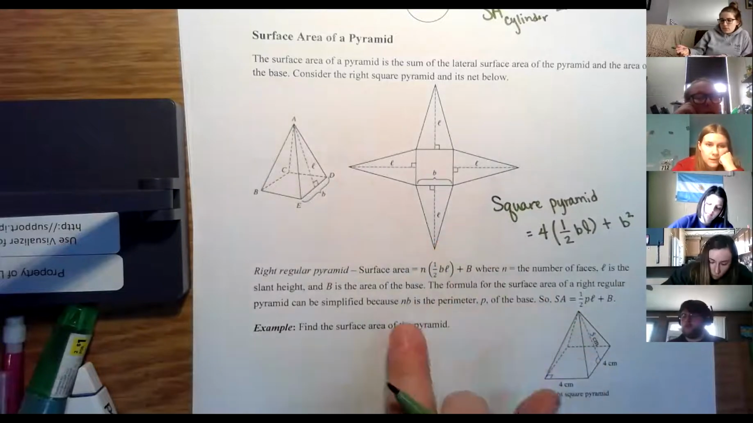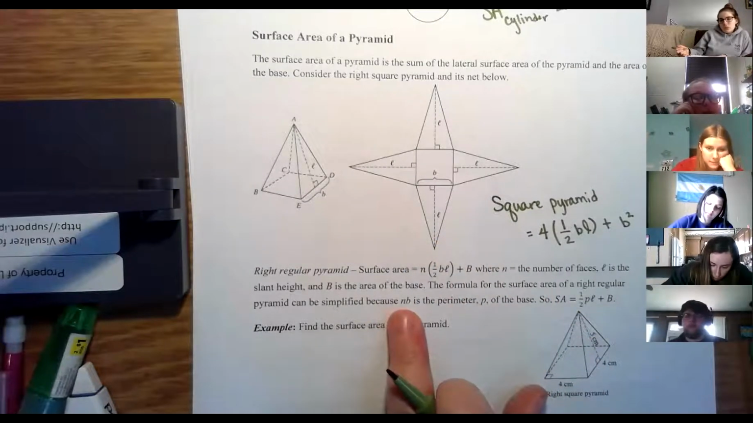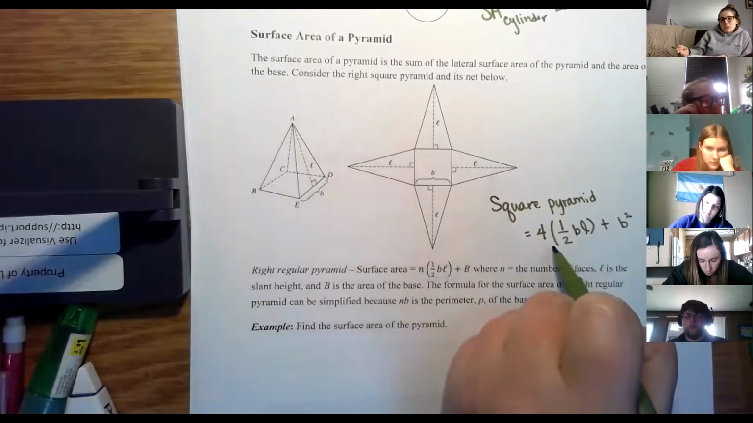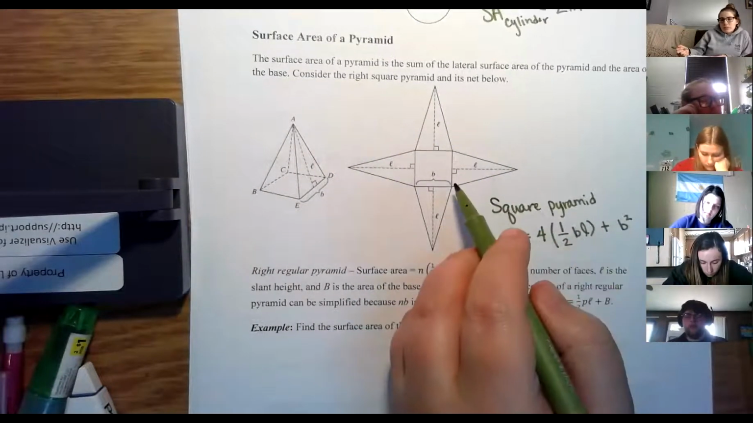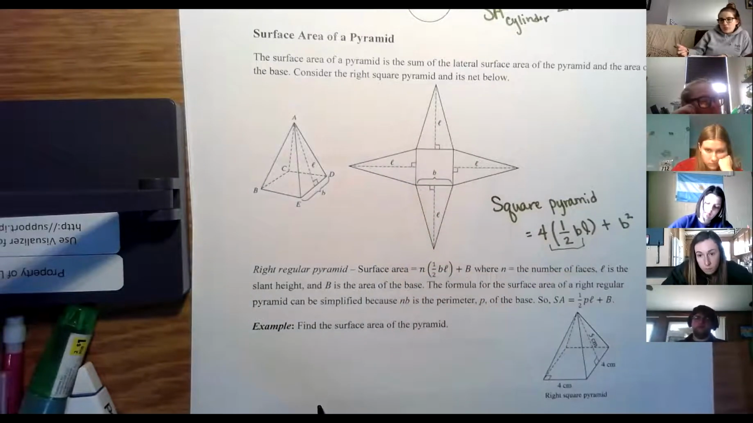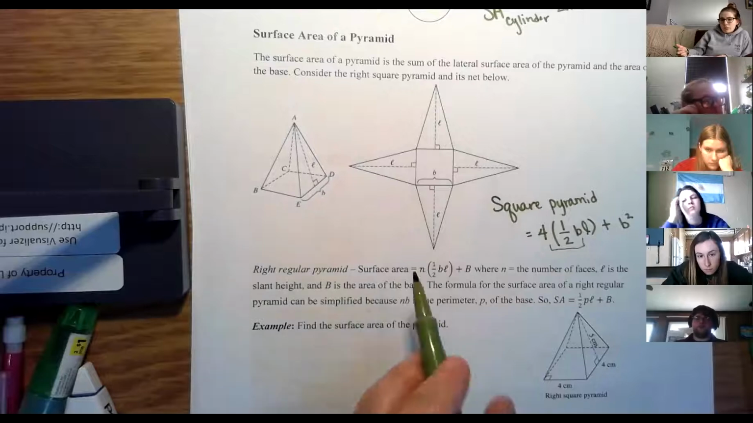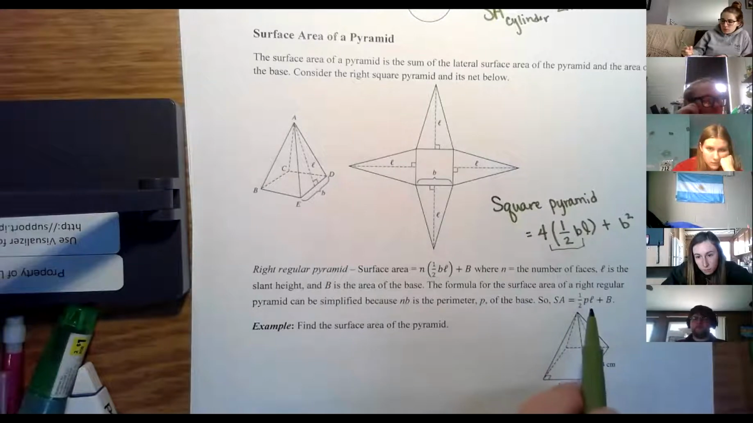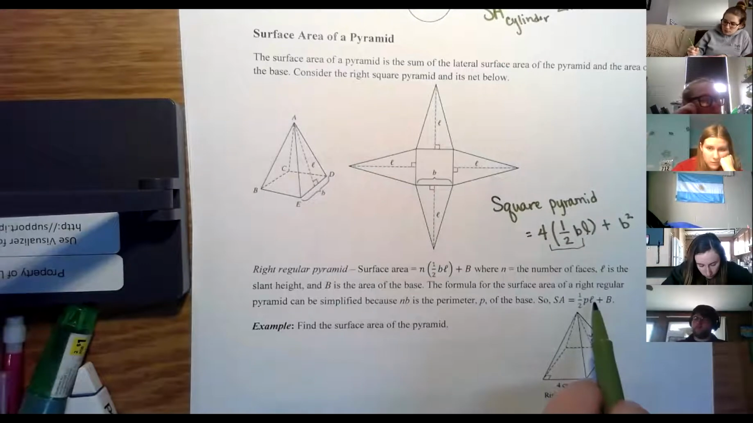But as it turns out, they can simplify it. If we take the number of faces, which is 4, times b, that would be the perimeter of the base. So you can simplify it, and this is how you'll see it written on formula sheets: 1/2 times the perimeter of the base times the slant height plus the area of the base.